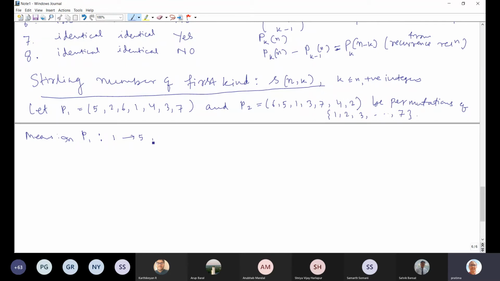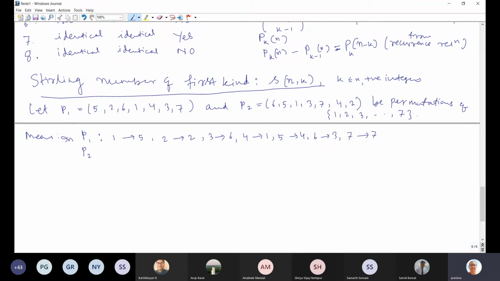Image of 2 is this second place. P of 1 is 5, P of 2 is 2, and 3 will go to 6. Image of 3 is this third element here. Image of 4 is 1. Image of 5 is 4. Image of 6 is 3. Image of 7 is 7. This is what the permutation P1 does: it maps 1, 2, 3, 4, 5, 6, 7 to these. This is the notation we shall use for this permutation P1.